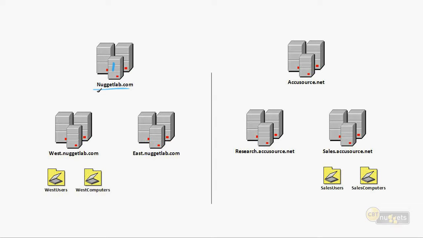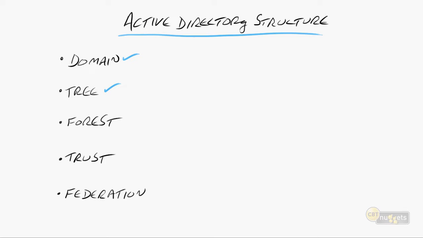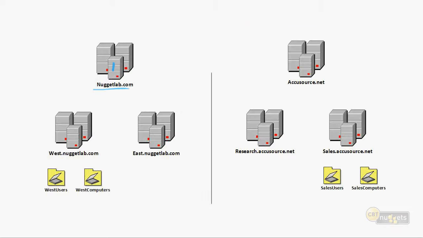Notice again, as I said, that it all follows DNS naming conventions, so nuggetlab.com, for example, in this example. And that's because Active Directory is fully integrated with DNS. Now, I also might need more than a single domain in my infrastructure, and that's where I would come up with a tree infrastructure, as we see here. A tree would be just like that.